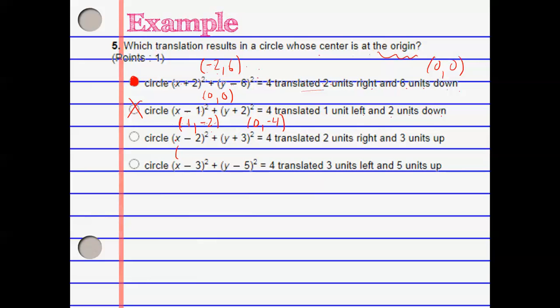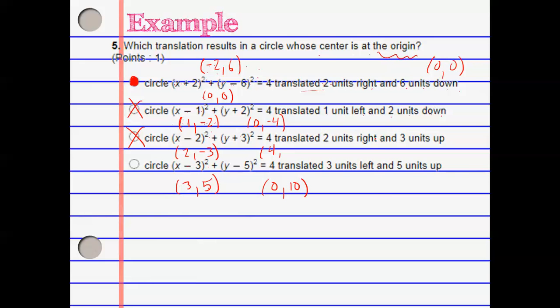This one, I have x minus 2, so my center is positive 2 and negative 3. I go 2 units to the right, so that's 4. So I automatically know that this one's not going to work. This last one, my center here is at (3, 5). So if I go 3 units to the left, 3 minus 3 is going to be 0. But 5 units up, 5 plus 5 is going to be 10.